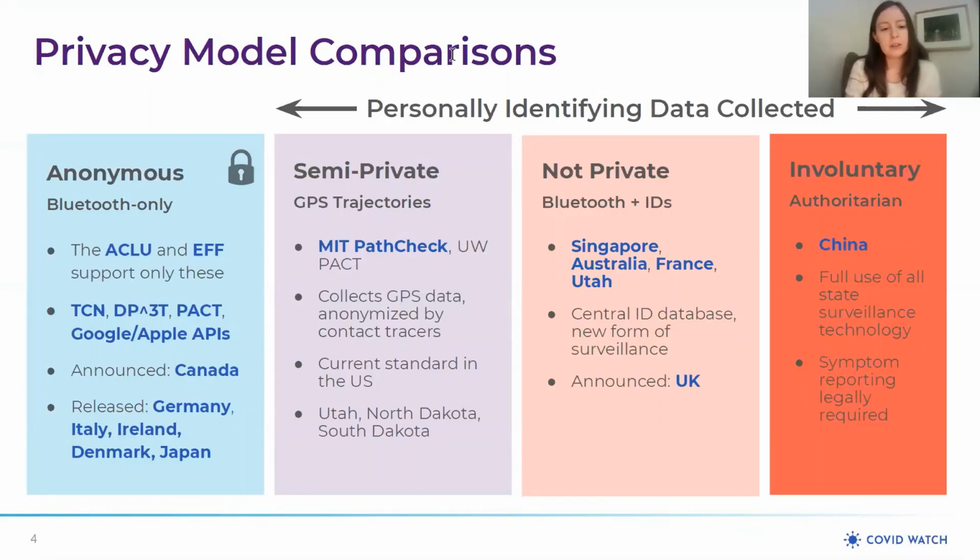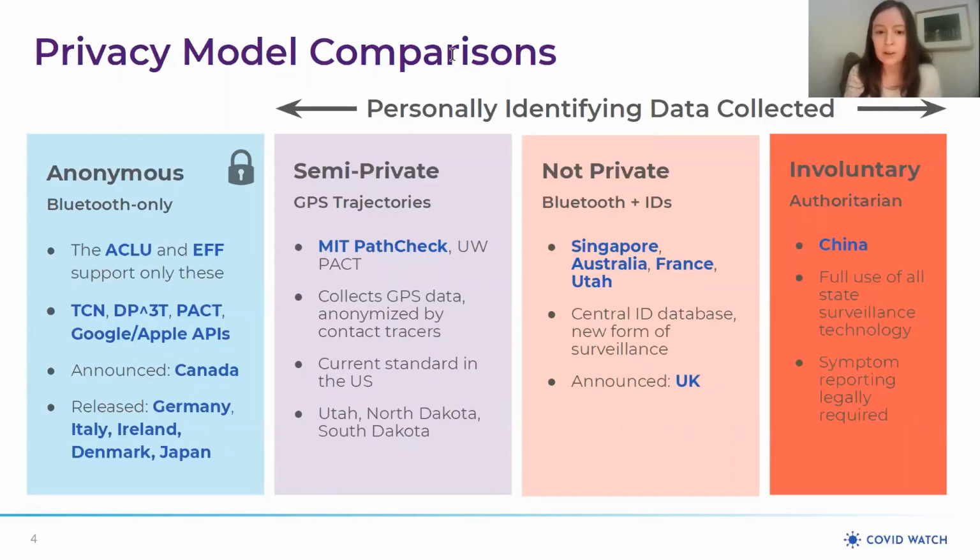When I first started this project, it was because of seeing the column on the far right, which is the China app that was released in mid-February. That was involuntary and made full use of all the surveillance technology that they have in China. You have to report your symptoms, and that's legally required. That was the sort of thing that I was worried about, not necessarily that the same thing would come to the US, but that there would be pressure to build something to help with COVID-19 that might not be civil liberties respecting.